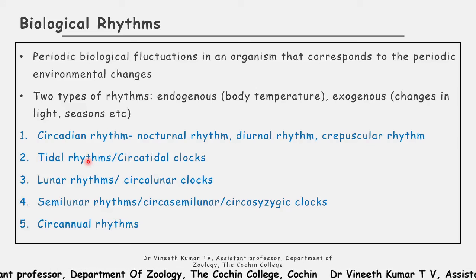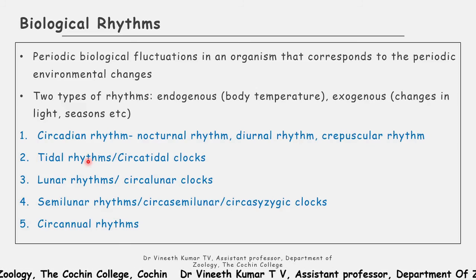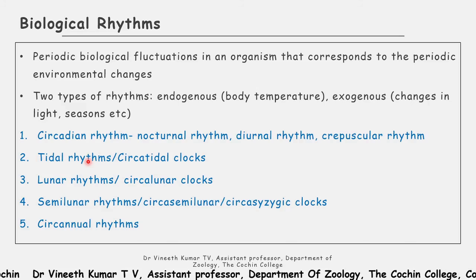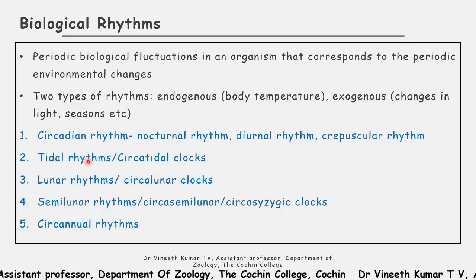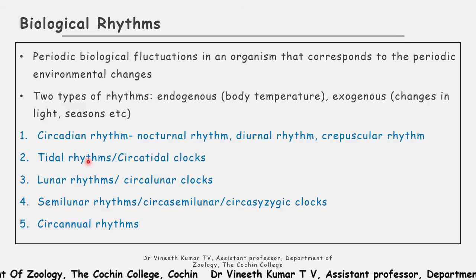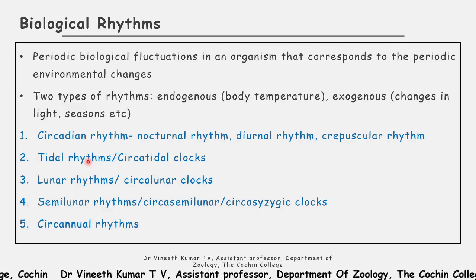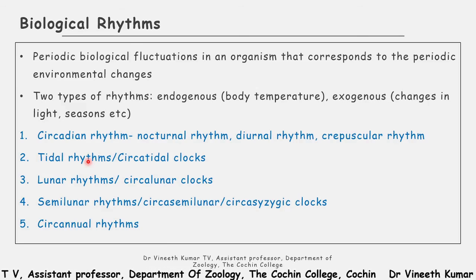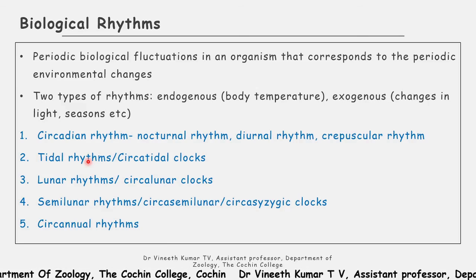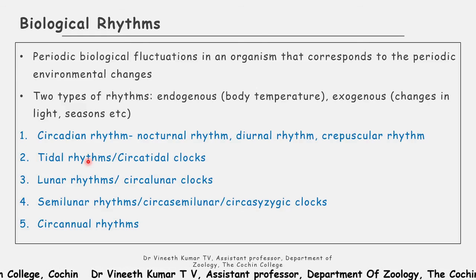So these are the five different types of biological rhythms. With this, we come to the end of this particular session. In the next session, we'll be discussing some of the other behaviors exhibited by animals like navigation, homing, hibernation, and aestivation. Thanks for hearing.